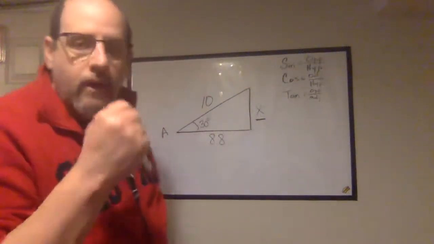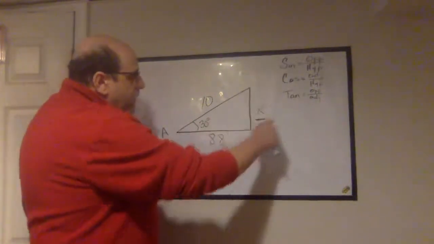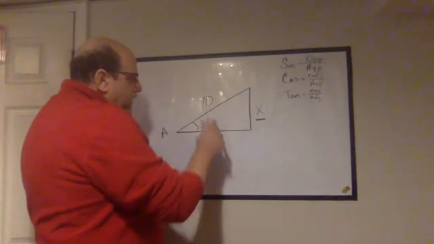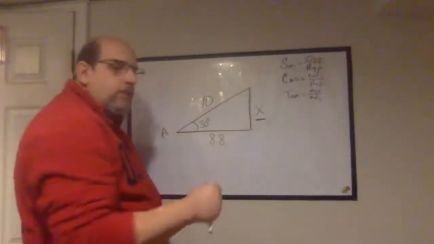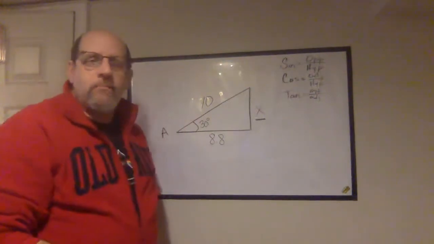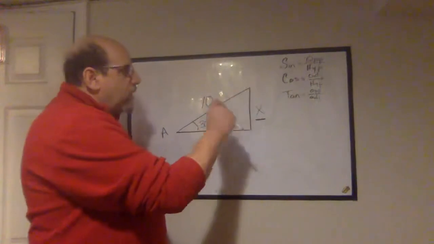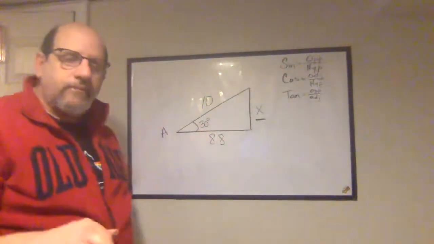Okay, I'm going to try and do a quick video on how to find a missing side when you're given the angle and you're given one of the other sides, using these trigonometric functions. And then it's basically going backward, or using the sine, the actual ratio, to find a missing side.